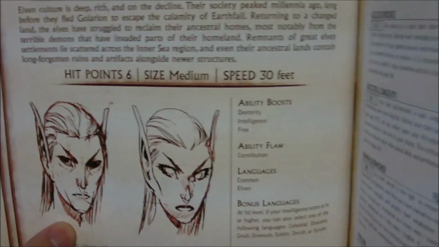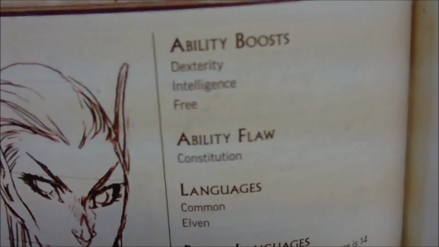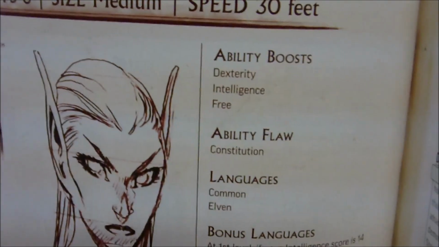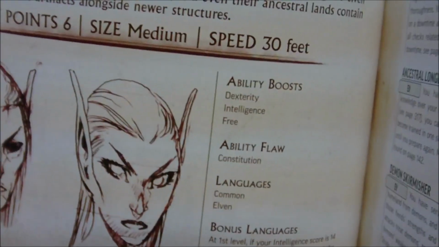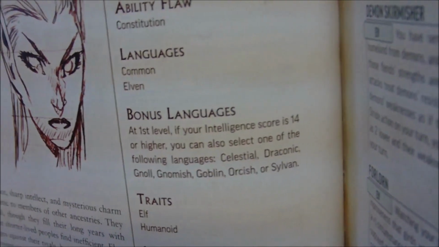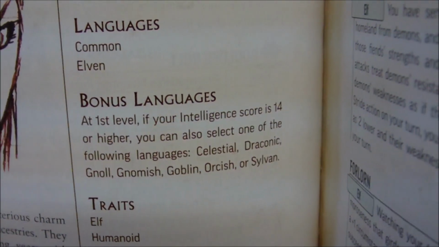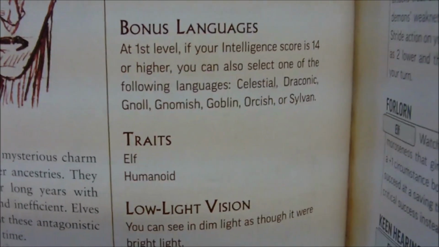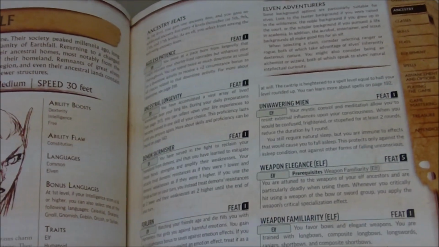And Ancestry, so we got dwarves, and then we got our elves. So, elves, they get an ability boost to dexterity, intelligence, and they get a free boost. They also have a constitution flaw, meaning that I get -2 to my constitution. The languages start as common and elven, but if I have a 14 intelligence or higher, I can select one of the following: celestial, draconic, gnoll, gnomish, goblin, orcish, or sylvan, and I get low light vision. So that's basically it as far as that goes.